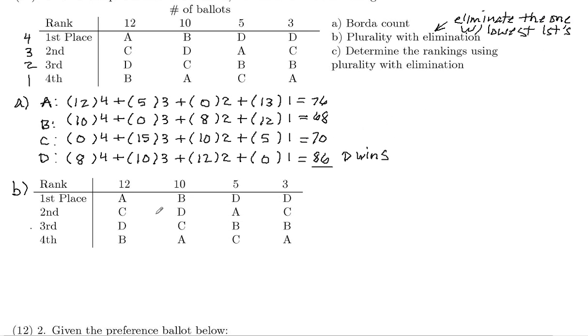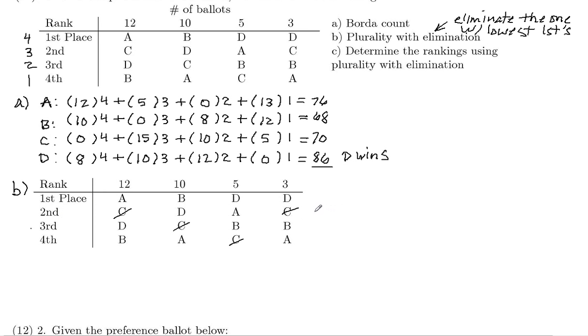Lowest number of first place votes. Well, C is nowhere in the first place row. So C got no first place votes. That was this 0 right here. So C gets eliminated. So gone, gone, gone, gone. So C is done, goes home for winter break.